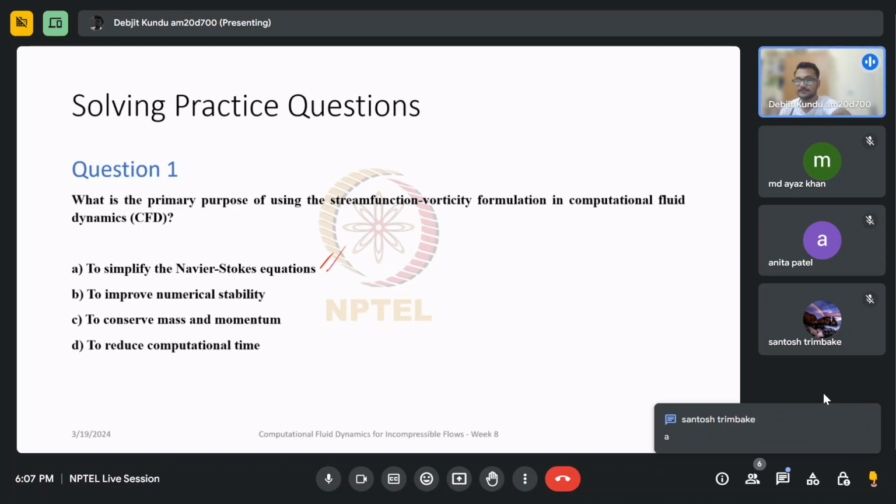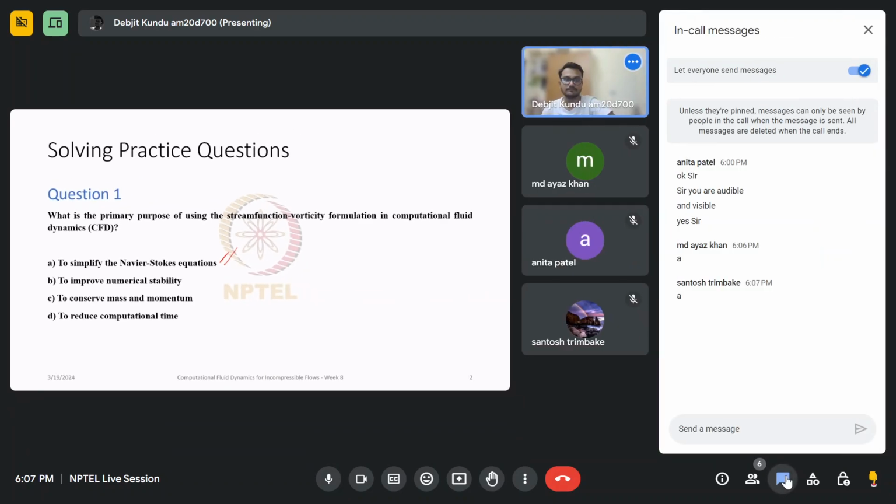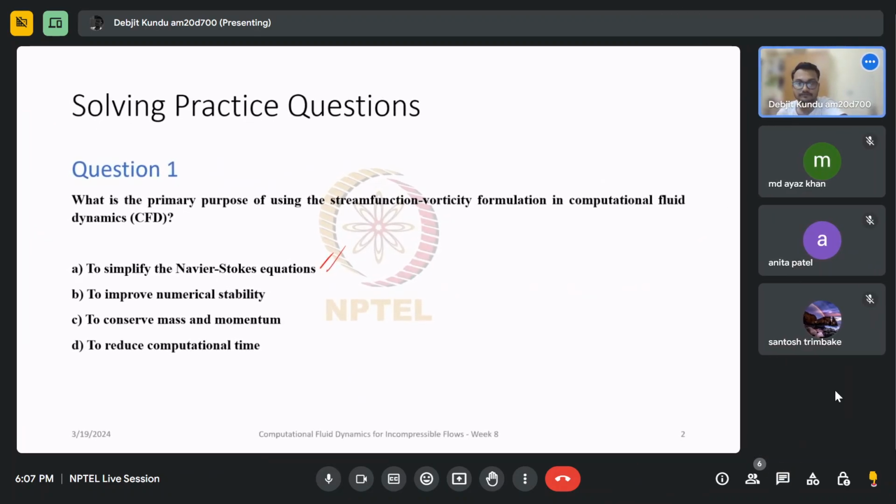Okay, we have another response in favor of option A. Any other responses? What is the primary use of the stream function vorticity formulation in CFD? Does it simplify the Navier-Stokes equations? Does it improve numerical stability? Does it conserve mass and momentum? Or does it reduce the computational time?